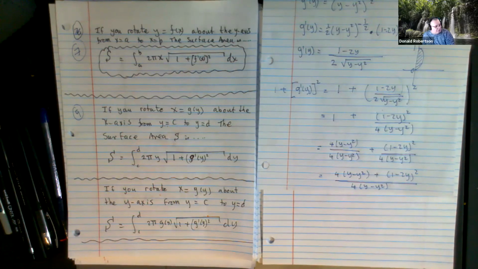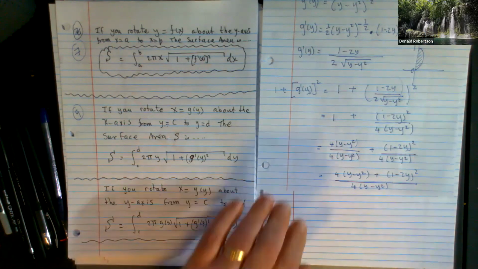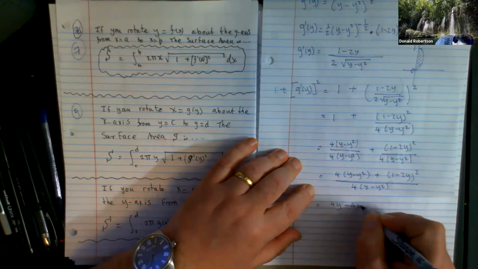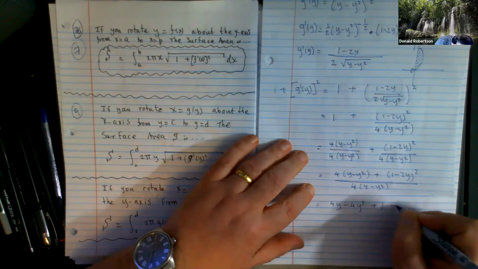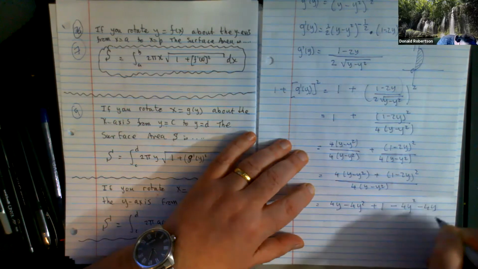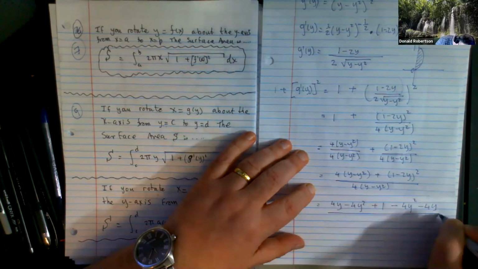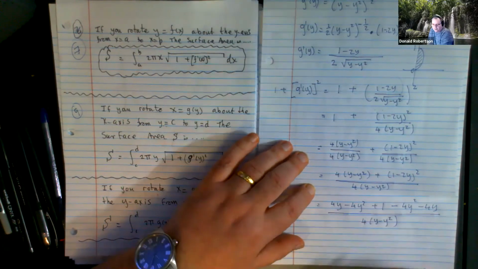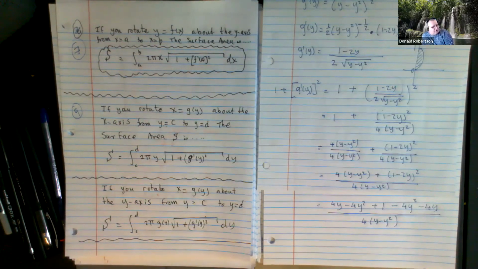Okay, now let's do that foiling and distributing you were talking about. 4y, take away 4y squared, plus 1, take away 4y squared, take away 4y, all over this. Let me just pause for a minute. Look at the numerator. Wow. Do you see what's happening here?